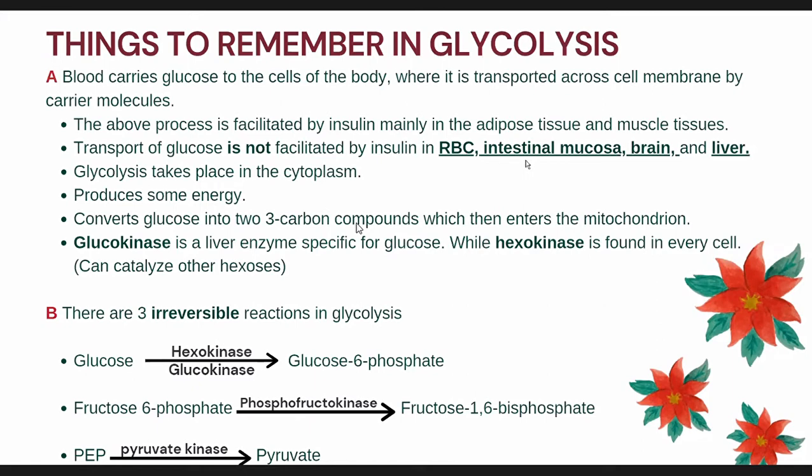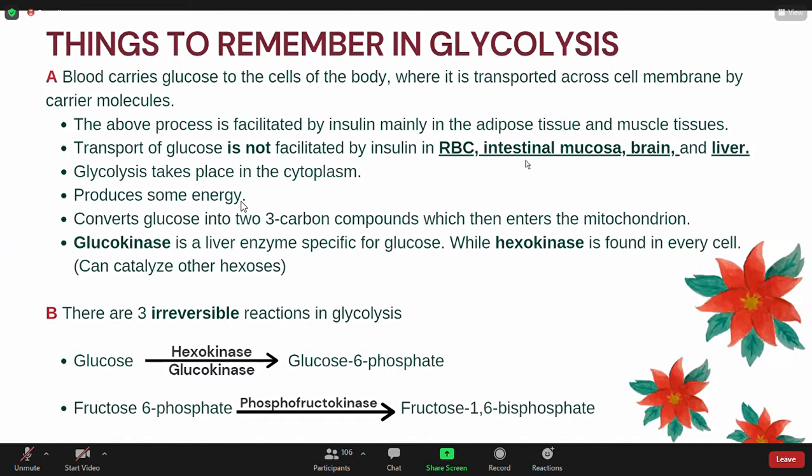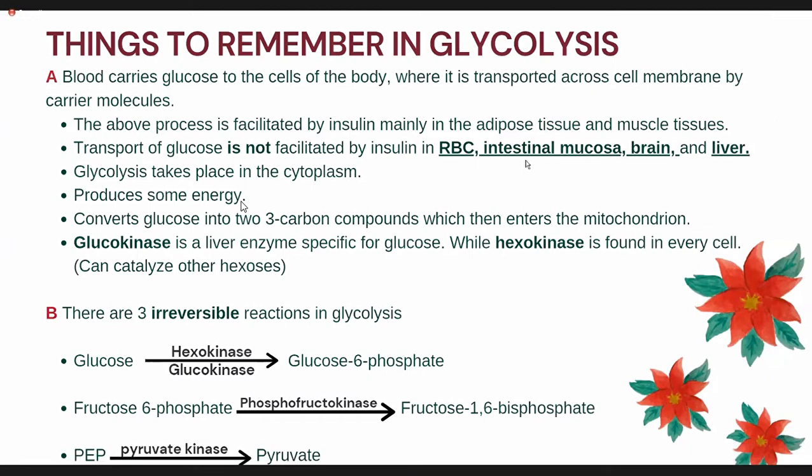Now, transport of glucose is not facilitated by insulin in red blood cell, intestinal mucosa, brain, and liver. Meaning to say that you don't need insulin for glucose to get inside these tissues, meaning to traverse through your cell membrane.